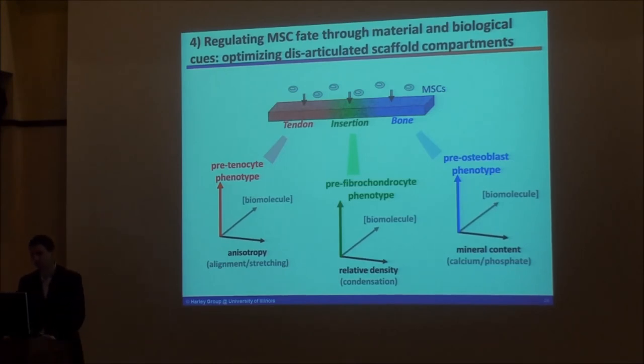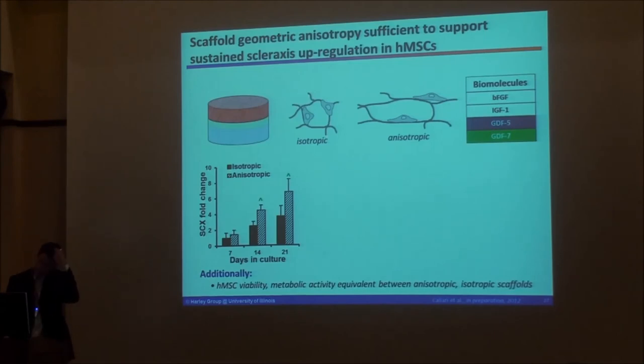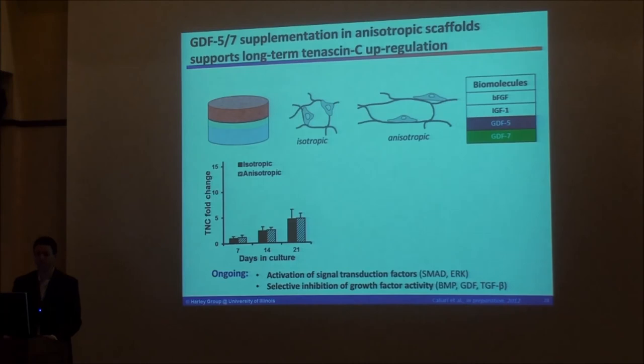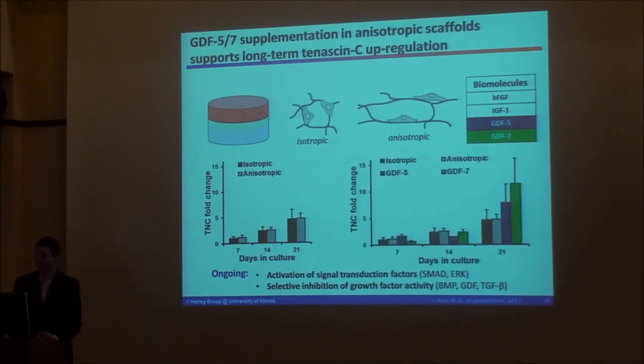And so I'll just go through these one by one, starting with the tendon compartment. So now we're working with these MSCs. What we showed initially is that just by having aligned scaffolds, we were able to see nice upregulation of scleraxis long term. When we incorporate these growth factors, we really don't see much of a synergistic effect. When we look at some of our other markers, like tenascin C, here there's really no effect of the scaffold anisotropy, but then we see upregulation of this factor when we supplement with some of these growth factors. So that shows that for some factors, maybe it's important to have scaffold anisotropy. For others, it's going to be important to get the right biomolecule combination. So really, the combination of scaffold anisotropy and soluble factor supplementation is important.